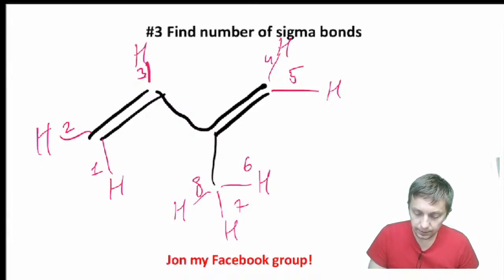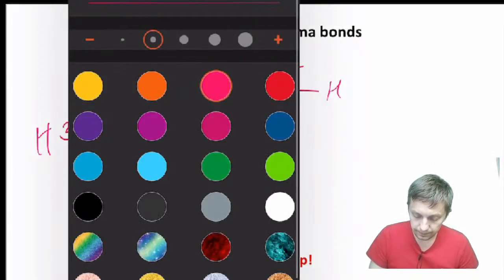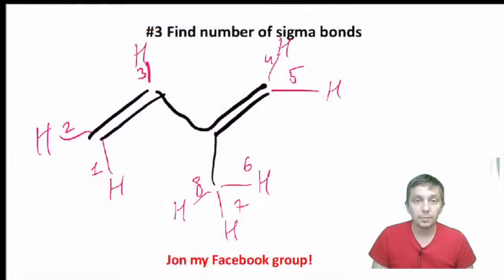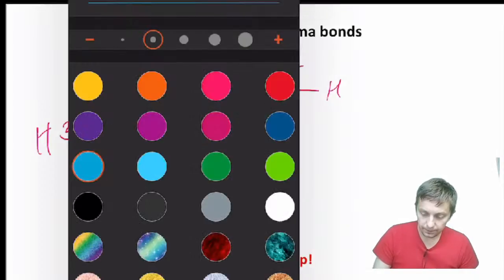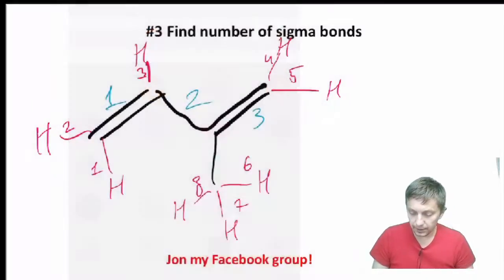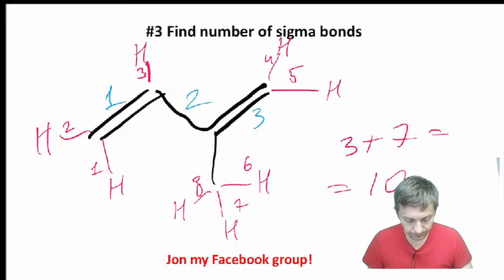And let's mark the different carbon-carbon sigma bonds. It's 1, 2, 3. Not bad. So we have 3 plus 7, we have 10 sigma bonds.